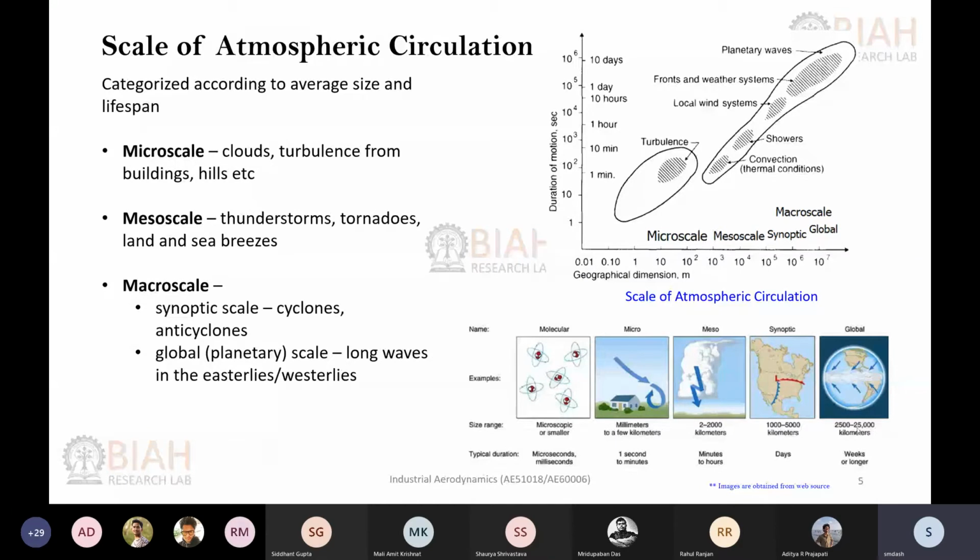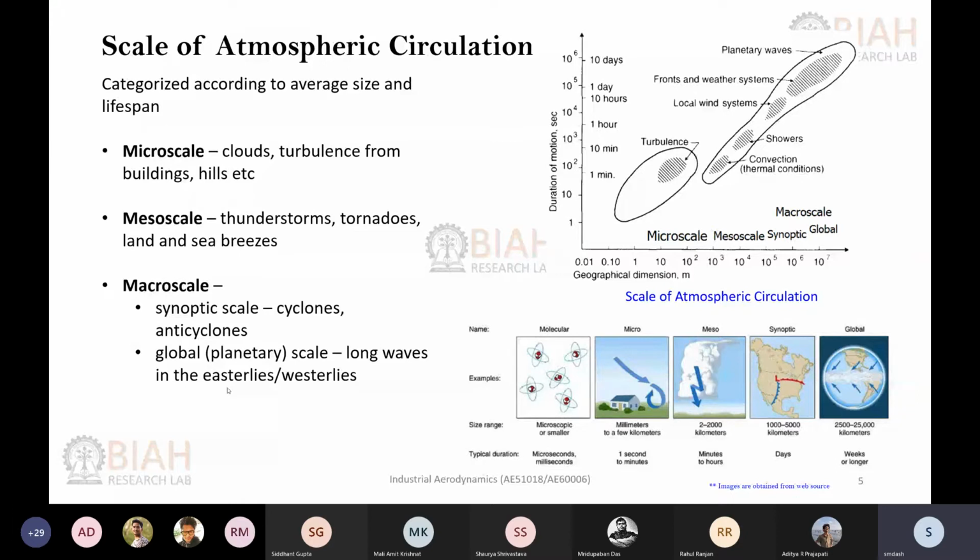If the atmospheric circulation is quite large in terms of the length scale, as well as the velocity and the time scale, then it will be called global scale, which comes under the macro scale atmospheric circulation. In this, what you see generally is long waves and easterly winds.